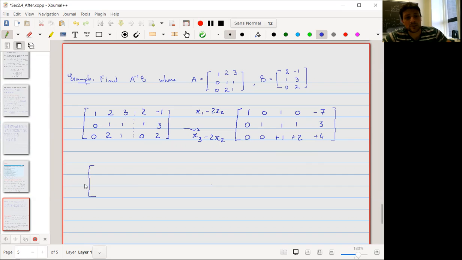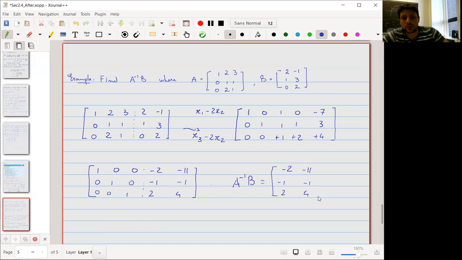So for the next step, I'm not going to write what I do, but I will subtract the last row from the first and from the second. So in the first row, I get 1, 0, 0, -2, -11, 0, 1, 0, -1, -1, 0, 0, 1, 2, 4. And you are welcome to check that A inverse times B is the result of this algorithm. In other words, it's -2, -11, -1, -1, 2, 4.